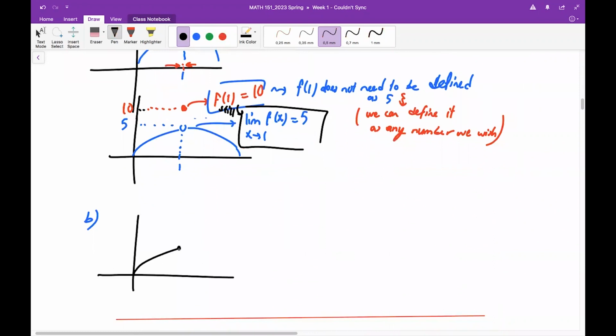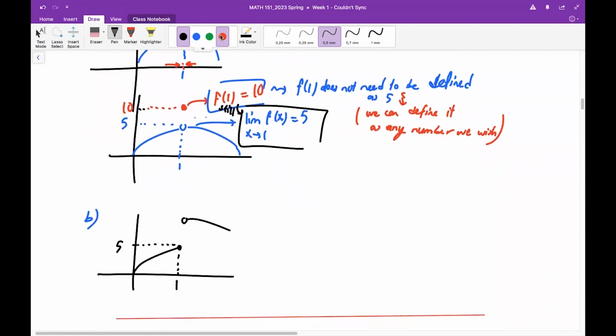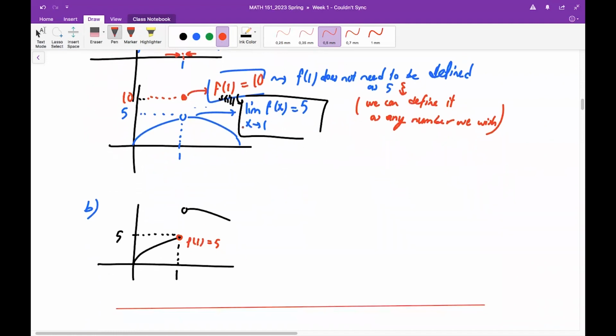Let's say like that. I put a jump here, okay? We want f(1) to be 5, right? f(1) is 5. That's why I put this dot here. f(1) is defined as 5. Okay, what about the limit? The limit of this function as x goes to 1 is, what is it? It does not exist.